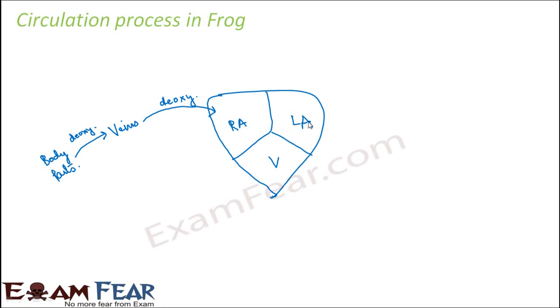What happens to the left auricle? The left auricle is also a receiving chamber, because auricles are receiving chambers. So what will the left auricle receive? Now the left auricle receives oxygenated blood from the lungs or skin in the case of a frog. So in frogs, they have lungs, they also have skin, which acts as their respiratory organs.